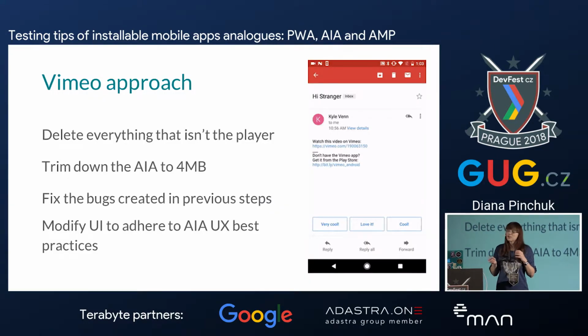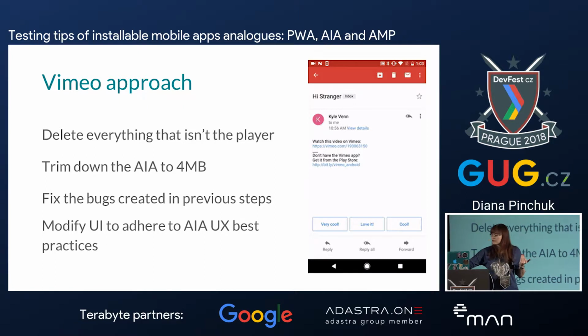They said they stopped using a very big, nice caching library, and started using a very, very simple caching library. On the third step, they just tried to fix all the bugs created in the previous steps. And finally, they polished their instant application to stick to user experience rules, because we will talk about them later. Your instant application is not a demo, it's a full mobile application.